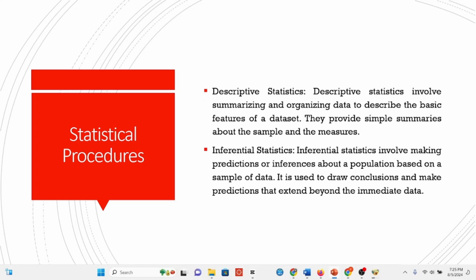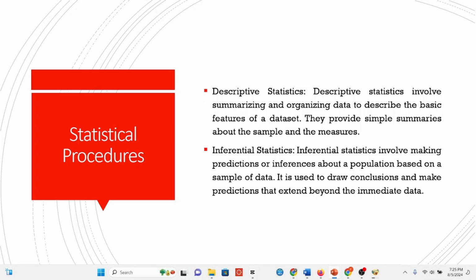Descriptive statistics involve summarizing and organizing data to describe the basic features of a data set. They provide simple summaries about the sample and the measures. Descriptive statistics involve summarizing and organizing data to provide a clear and straightforward overview of its key features. This branch of statistics focuses on quantitatively describing the main characteristics of a dataset without drawing conclusions or making predictions beyond the data at hand.